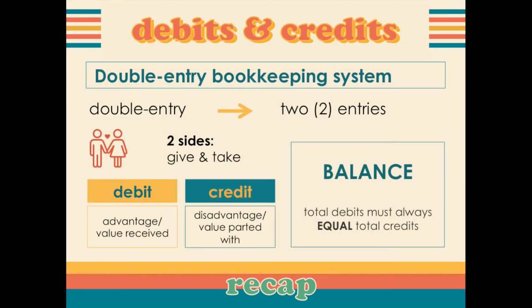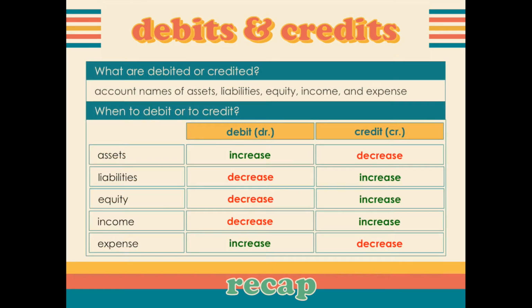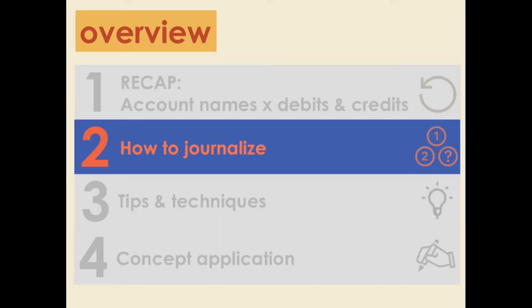Also recall the concept of debits and credits. Debit, or the left side, pertains to the value or benefits received by the company, while the credit, or the right side, pertains to the value parted with or given up by the company. Make sure you also remember the concept of normal balances, whether each element is debited or credited when there is an increase. Take note that assets and expenses have a normal debit balance, while liabilities, equity, and income have a normal credit balance.